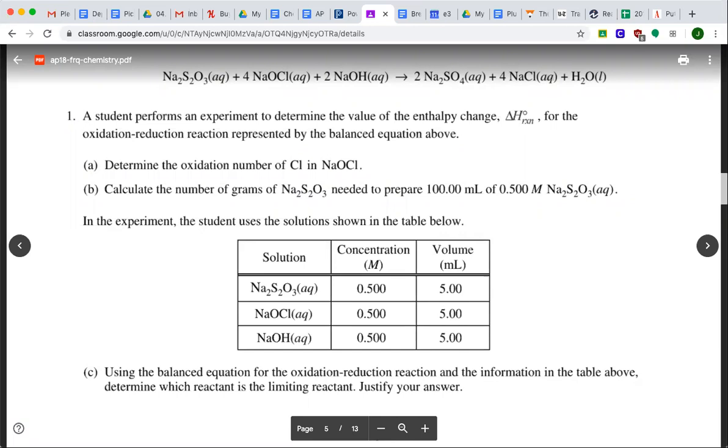So first question, a student performs an experiment to determine the value of the enthalpy change, delta H reaction, for the oxidation reduction reaction represented by the balanced equation above. Determine the oxidation number of chlorine in NaOCl. Okay, so here's what's happening here.